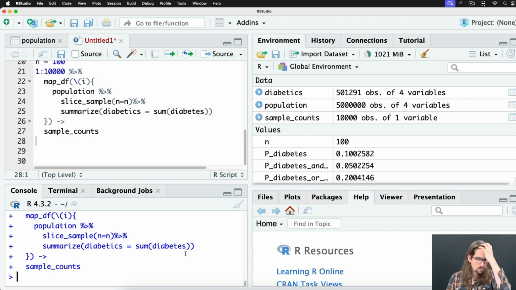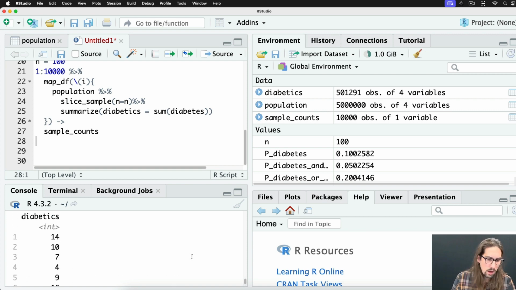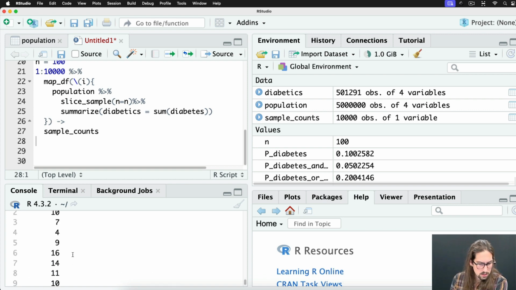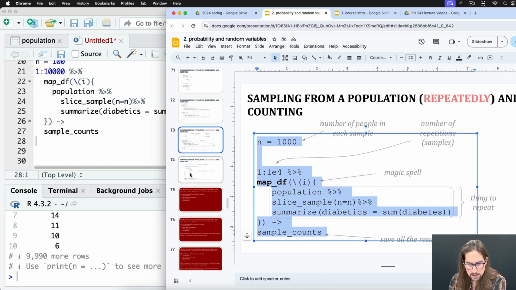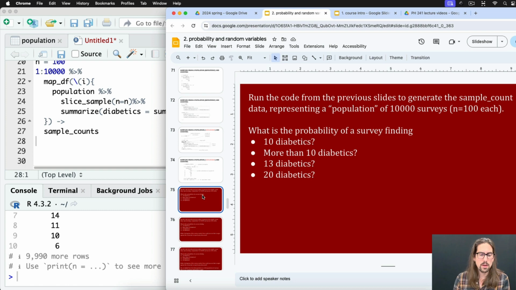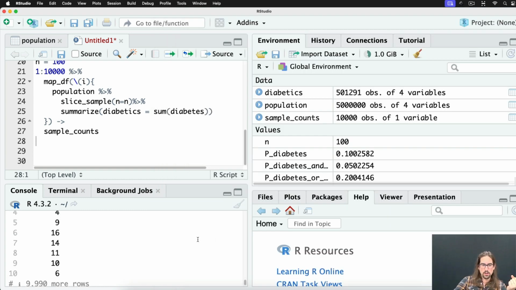Okay, so let's have a look. All right. These numbers seem reasonable. So let's calculate the probabilities now that we want. Remember, the probability is just the proportion of times that something happens in a population. What we have here is a population of 10,000 surveys, so all we need to do to calculate certain probabilities is count how many times that thing happened.